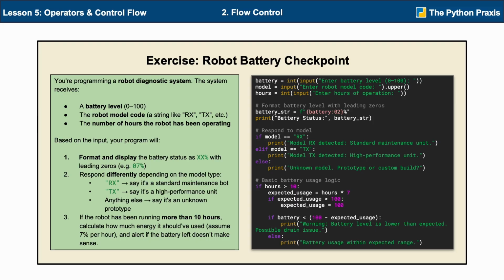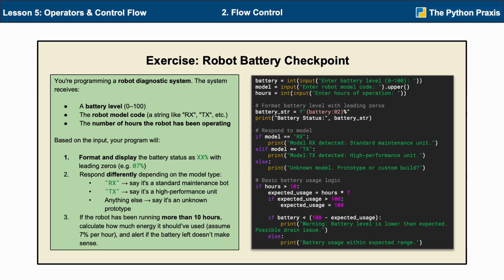In the first 3 lines, we ask the user to type in the data from the robot: the battery level, the robot model code, and the hours of operation. And we store these values in the corresponding variables. The battery level and hours of operation inputs we also convert to integers before storing them in their respective variables. We must do this conversion every time we need to store numbers, because the input statement returns everything we type as a string.